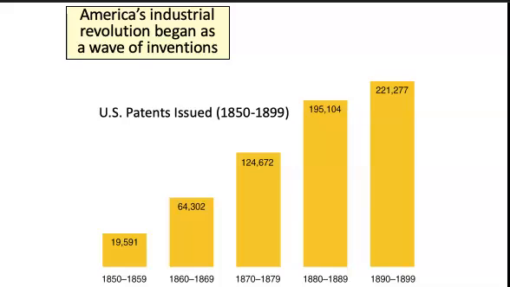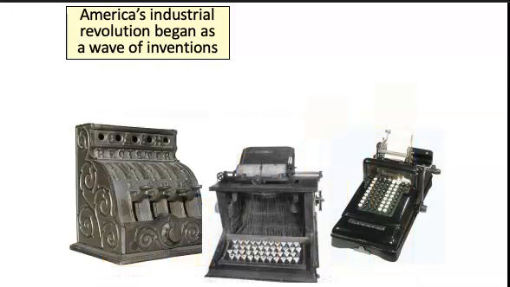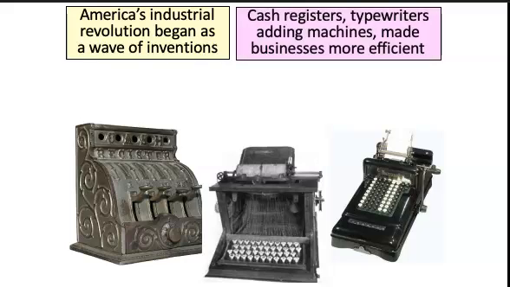The graph that you see there at the bottom is the number of U.S. patents issued. A patent is issued whenever you come up with a new invention. And so we can see that as we move throughout the time period, we have lots of new inventions and innovations that are coming online in the United States during this particular time. Some of those inventions are pictured here and are similar to many of their types that we have today. Things such as the cash register, typewriter, adding machines, essentially an early version of a calculator. Now, these were all really important to businesses as it made them more efficient at doing their particular jobs.